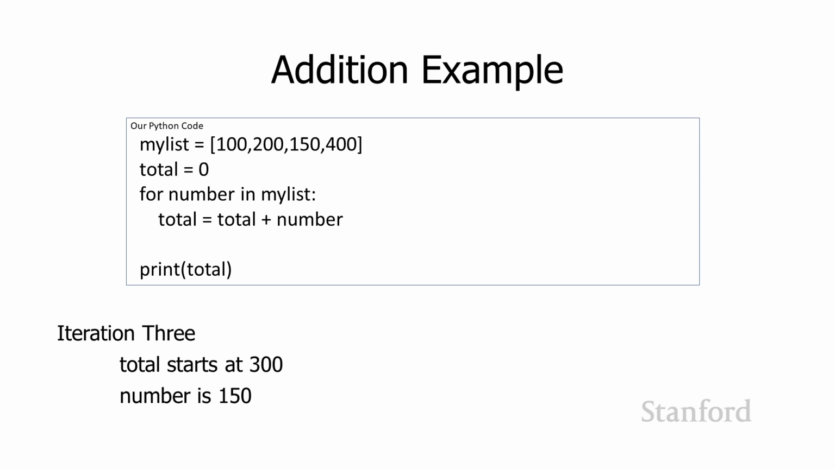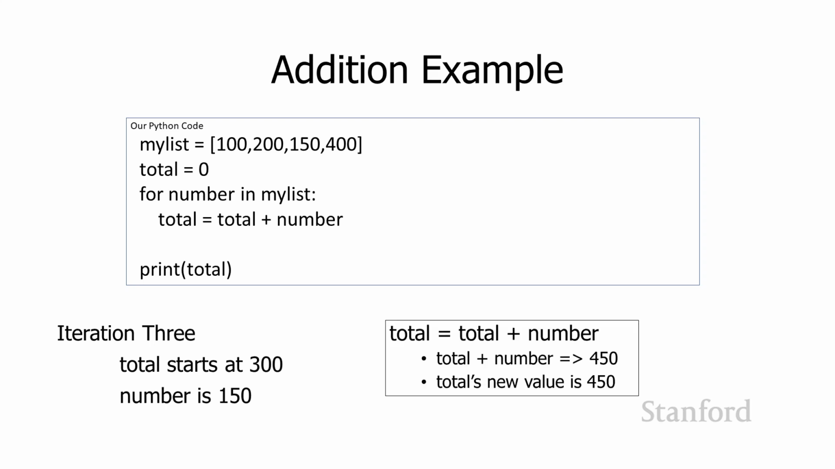Okay, iteration 3, total is now 300 from iteration 2. Number is now 150 because we've shifted over to the next item on the list. Total equals total plus number. That gives us 450, 300 plus 150. And so total's new value will be 450.